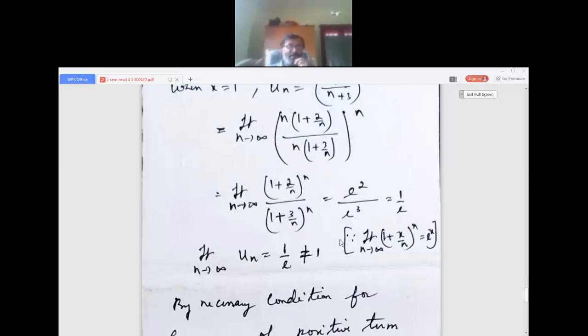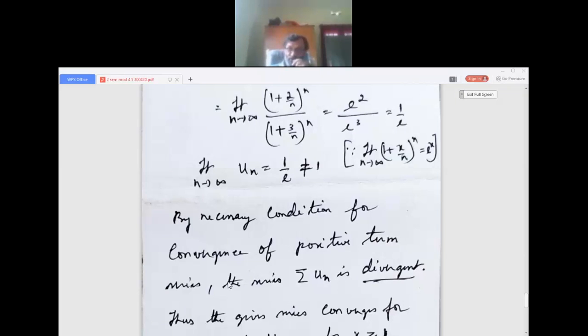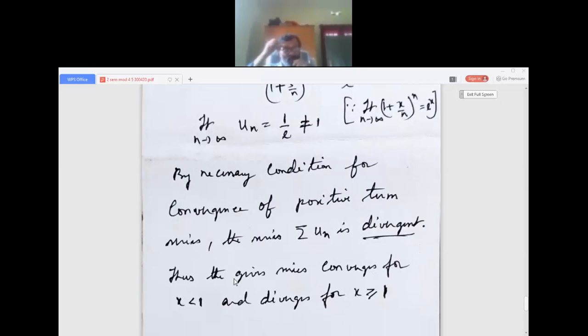Now certainly limit n tends to infinity un, 1 by e is not equal to 1, because e is the value, its value is in between 2 and 3. So it's some decimal. You can calculate the exact value by using your calculator. So it's not equal to 1. By using the necessary condition for the convergence of positive term series, the series sigma un is divergent. So if it is not equal to 1, it is divergent. If it is equal to 1, it is convergent.